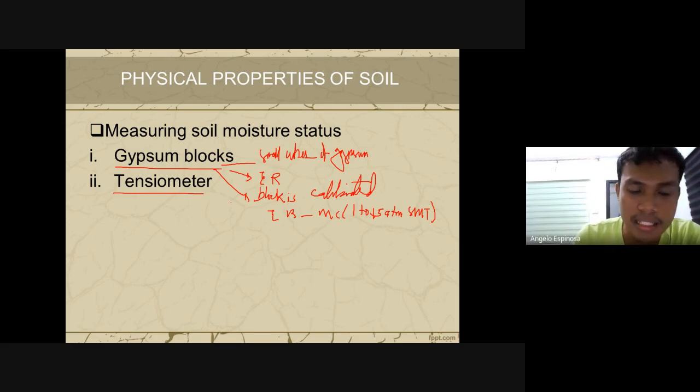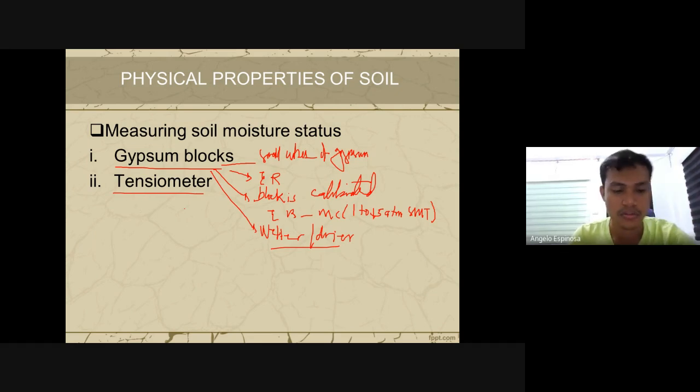Okay, when the block is embedded in the soil, the gypsum block becomes wetter or drier as the water also does. Pag naging wetter siya or drier, ang water po ay nagiging wetter din po and drier. So yan po ang gypsum blocks.